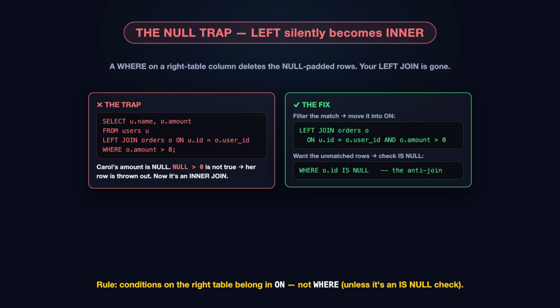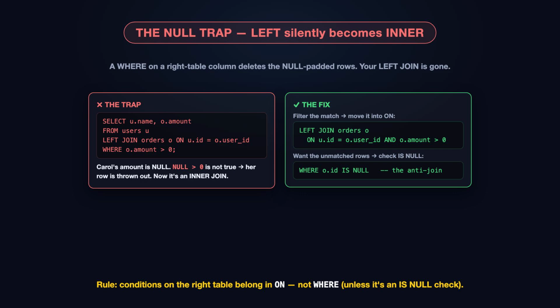Your left join just silently collapsed into an inner join, and you did not change a single word of the join itself. This is the trap. Any condition in the where clause on a right table column, except an explicit is null check, deletes the null padded rows and demotes your left join to an inner join.